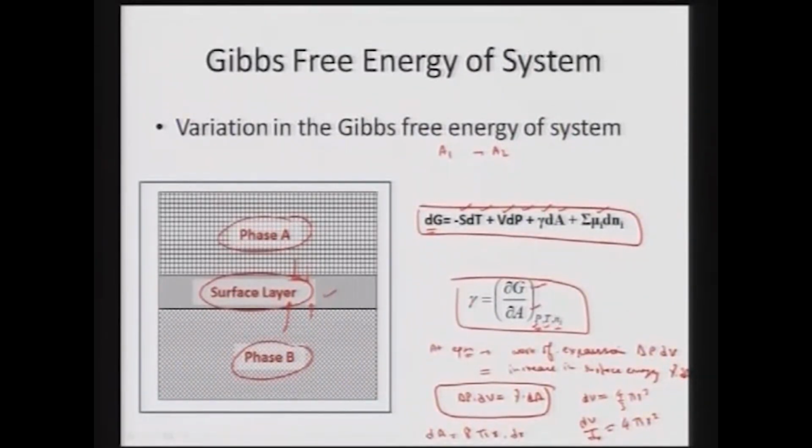So what we can see is that delta P into dV is 4 pi r square dr, which equals gamma multiplied by 8 pi r into dr, or we can see that delta P is equal to 2 gamma by r. This is the case for a spherical entity. In case when we don't have a spherical entity, we can always say delta P is equal to gamma multiplied by 1 by r1 plus 1 by r2, where r1 and r2 are different curvatures.